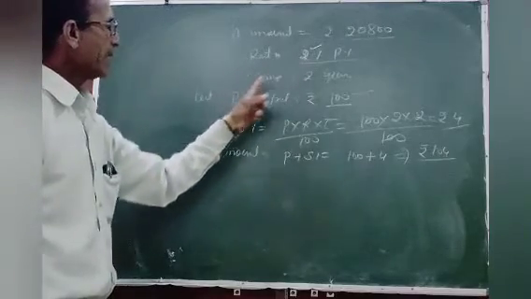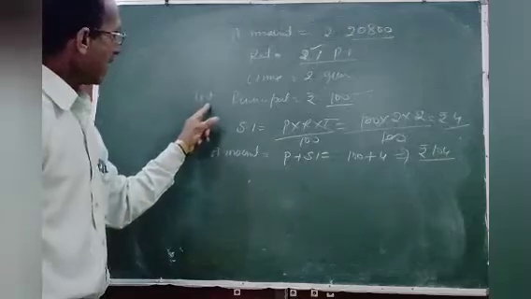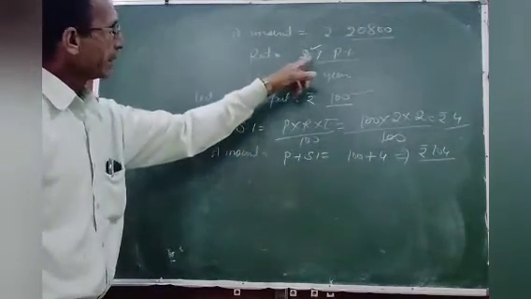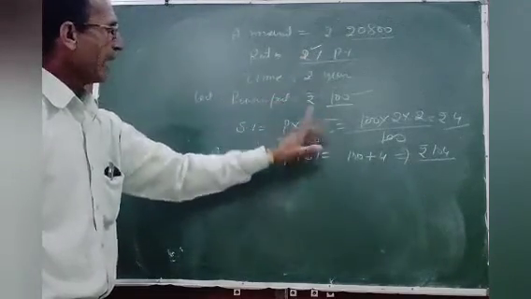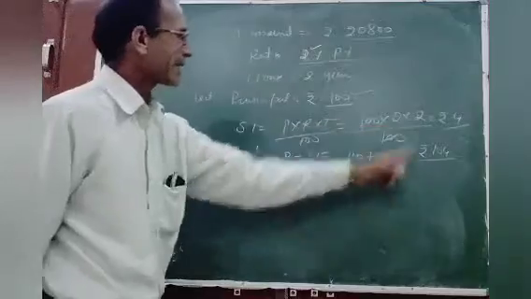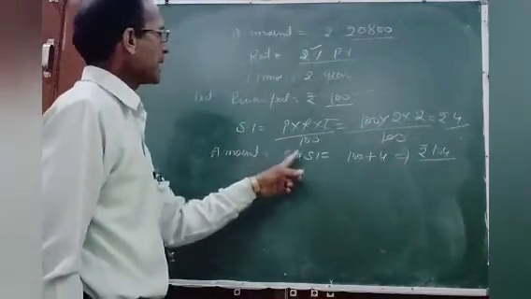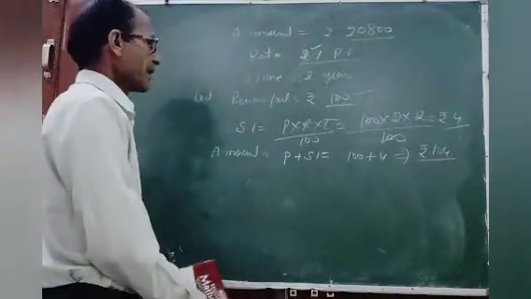See properly. Amount is given 20,800. Rate is 2%. Time is 2 years. So we have to find principal. I assume principal rupees 100. So with time 2 years and rate 2%, find simple interest. So simple interest is rupees 4. Now what will be the amount? Principal plus simple interest. So it will be 104 rupees.